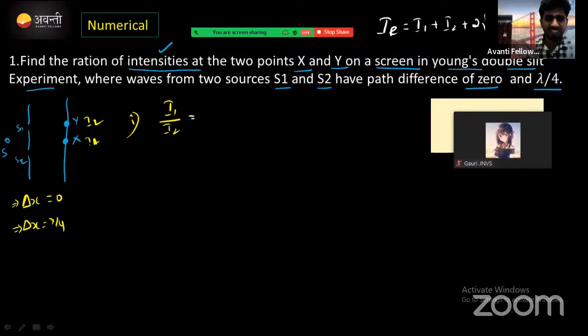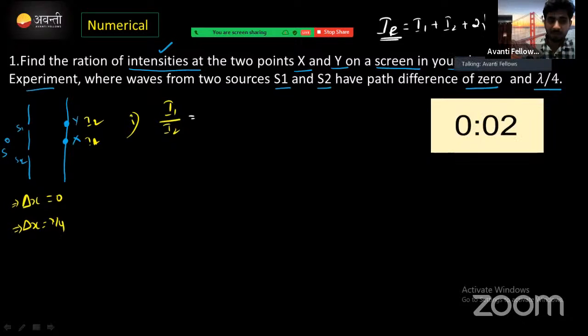One more thing, this resultant intensity depends upon the function of phi. It depends on the function of cos phi, I had said that, you know, right? Okay, then first they gave path difference 0. If path difference is 0, first we'll write here I1 plus I2 plus 2 under root of I1 I2 cos phi. Path difference is 0, then what will be the phase difference? We need to find out.